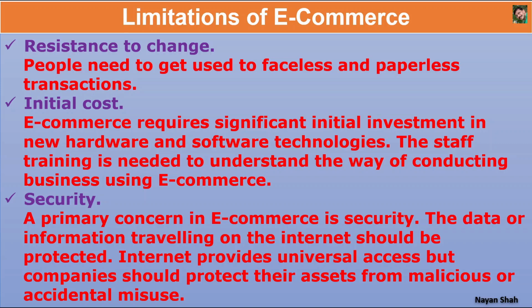The data or information traveling on the internet should be protected. When we order something, when we make payment, we mention our credit card number, our CVV number, our password and other things, and that should be protected. The internet provides universal access, but companies should protect their assets from malicious or accidental misuse. But quite often we even hear that a particular XYZ company has sold its customers' data to other marketing companies. So that's a primary concern. Security is a primary concern.